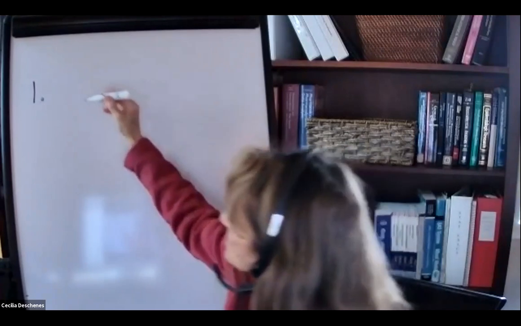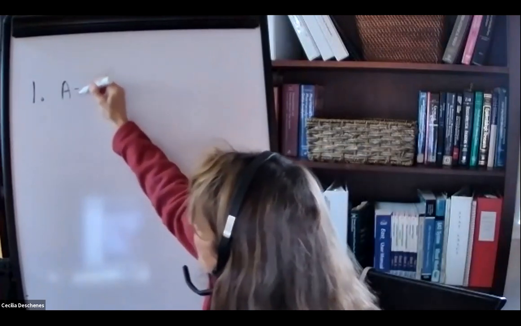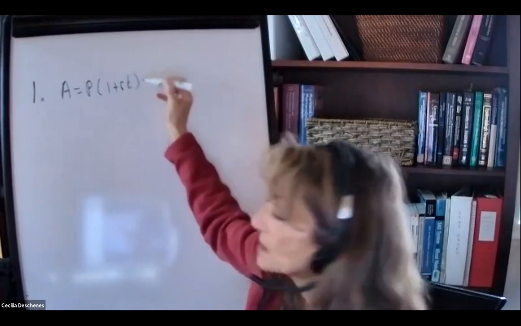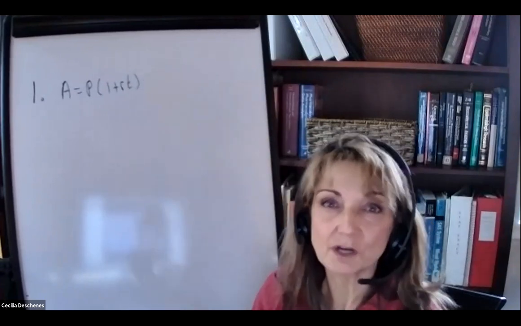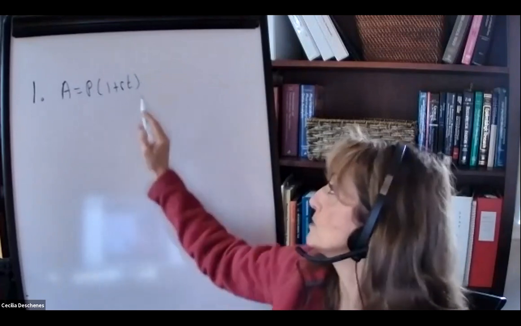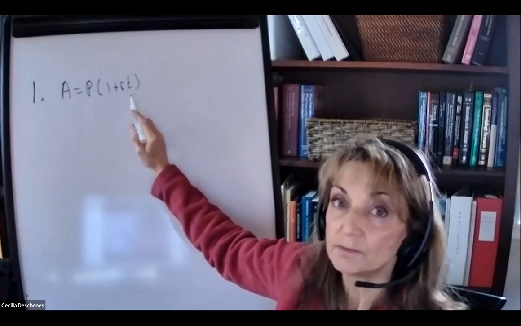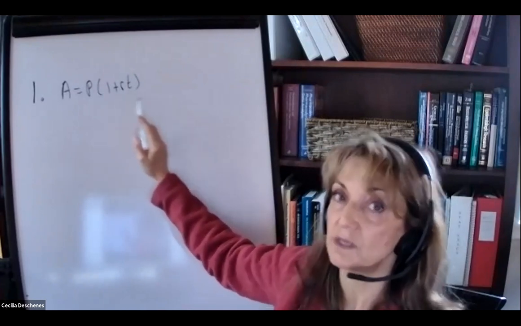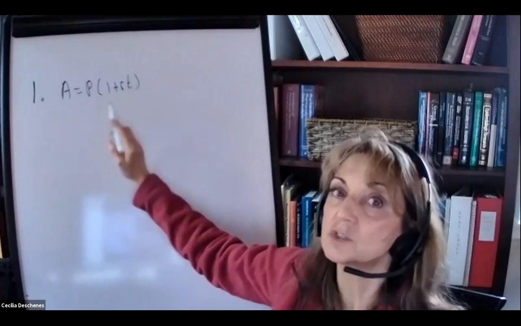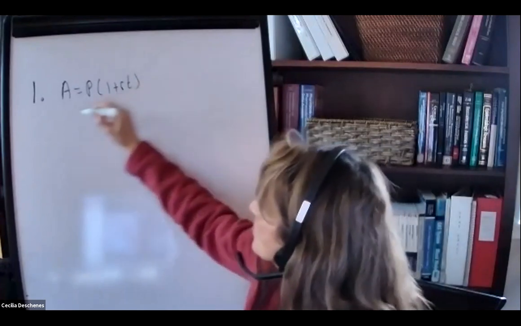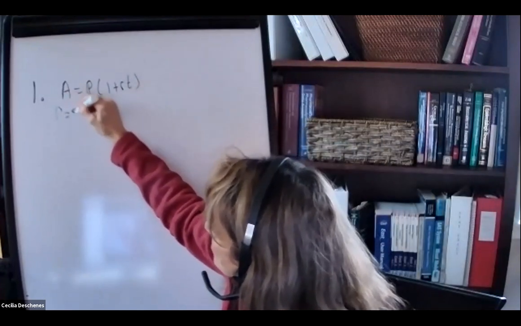Okay, so since we're asked for simple interest, we know the formula that we're going to need is the simple interest formula. Now remember, because simple interest is a line, remember we talked about it being a line, you are always going to have the time variable not be an exponent. So when it says simple interest, we don't have an exponent.